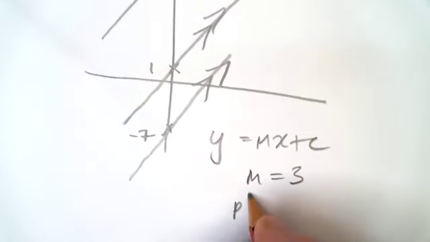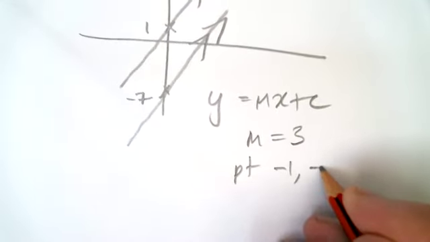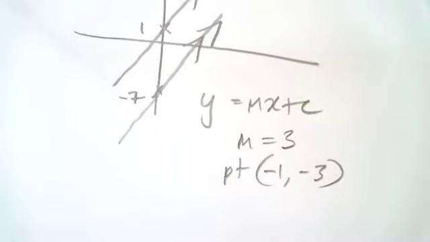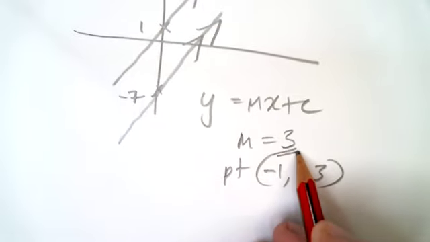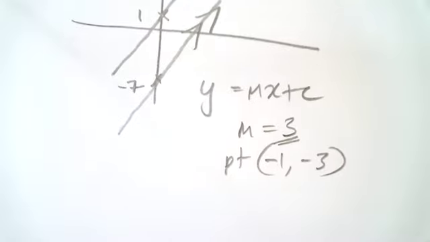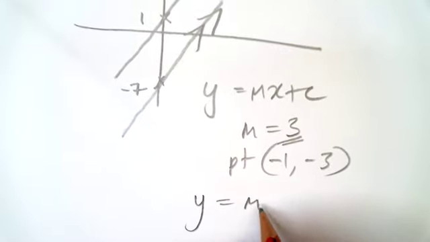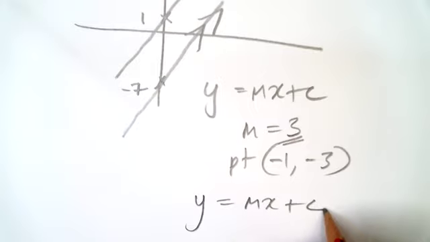The point which I've got is -1, -3. All right, so as long as it has the same gradient as this, any line would be parallel to that line. Well, let's actually find that line. So I'm going to write y is equal to mx plus c. Let's go ahead and fill these in now.